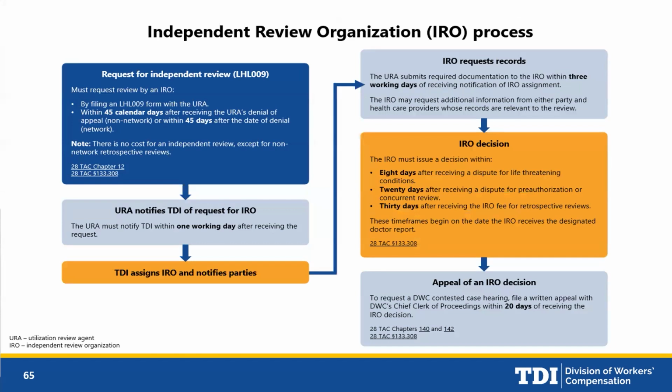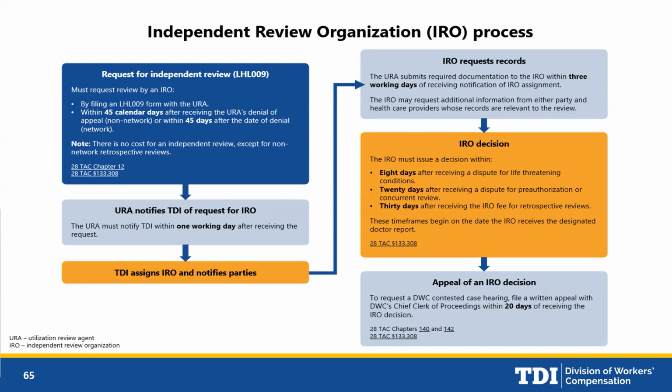This is an illustration of the steps that the IRO process takes. I'm not going to go over each of these in detail, but it has citations where you can get more information, specifically starting with 133.308 and then on through the chapters 140, 142. That gives you more information and it gives you the time frames. So this is after you've done your main 3 steps: ask for pre-auth, appeal their denial, and then ask for an IRO. This is what happens after that.